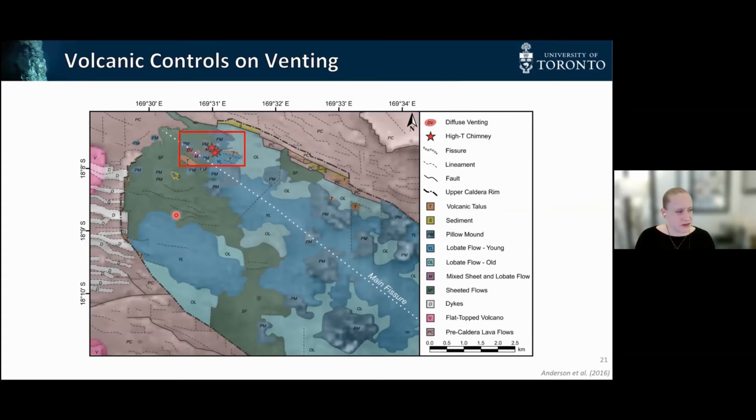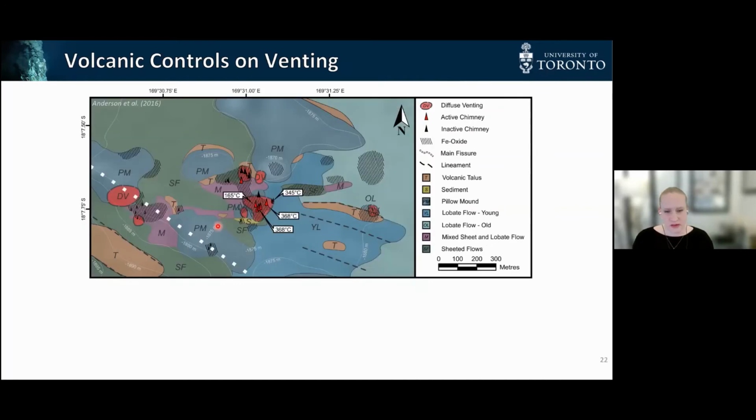So zooming in here, again, this is the kind of map that we can make if we have a bunch of ROV dives. It's kind of like doing geologic mapping at nighttime with a flashlight. It's not the easiest thing to do. So again, we see that we have areas where there's diffuse venting shown in red and areas of old inactive chimneys and some iron oxides, and then we have some areas where we have active chimneys.